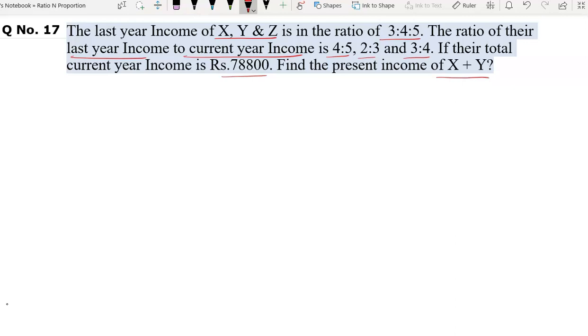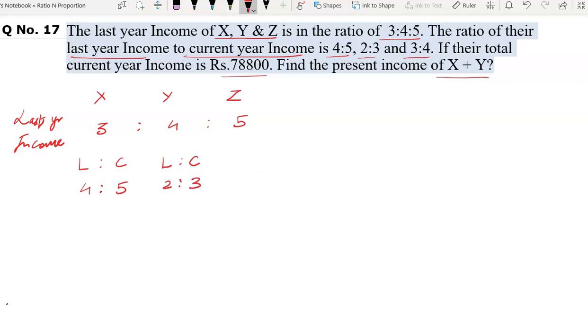So in this question we have X, Y and Z, and the ratio of their last year income is 3:4:5. Again it says the ratio of their last year income to current year income is 4:5 for X, and for Y, L is to C is 2:3, and the ratio of last year income to current year income for Z is 3:4.